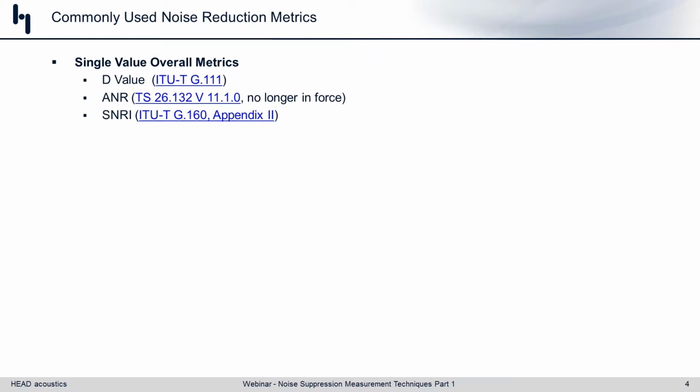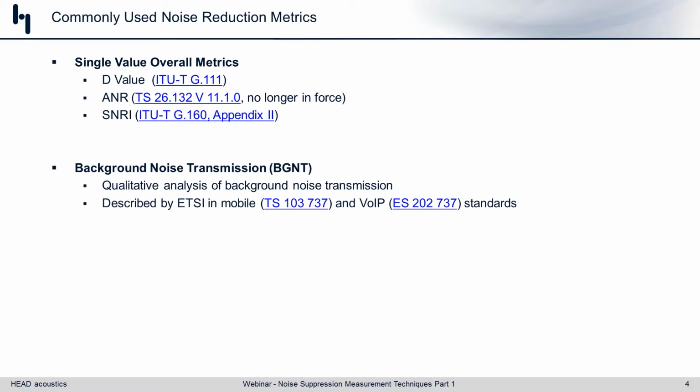Now, if you have noise and speech mixing in the real world, these single value metrics are not the only ones we can use to evaluate how good the noise suppression is in a device. First of all, it is a tricky endeavor, but we also have something called the background noise transmission, or BGNT, which we can apply in both the uplink, so the sending direction, or in the downlink direction, the receive direction.